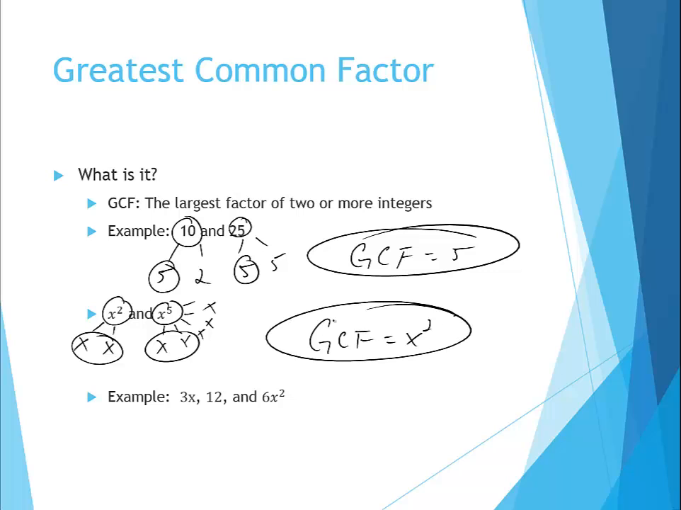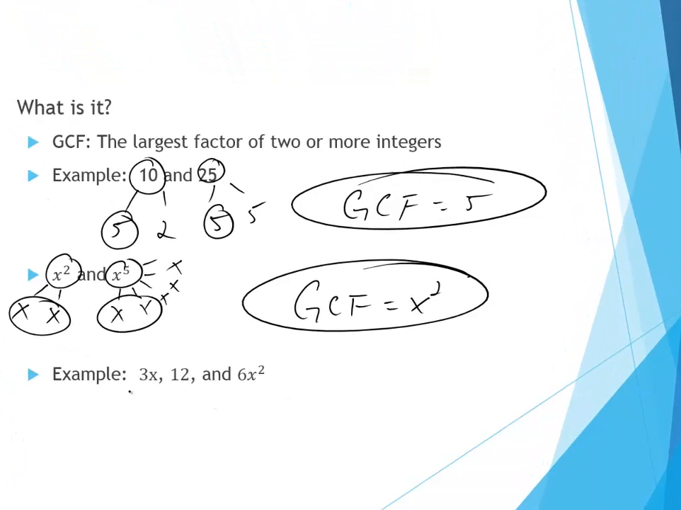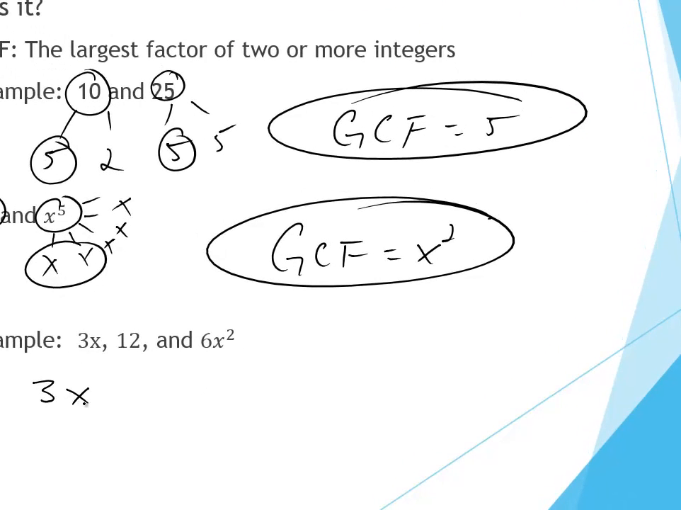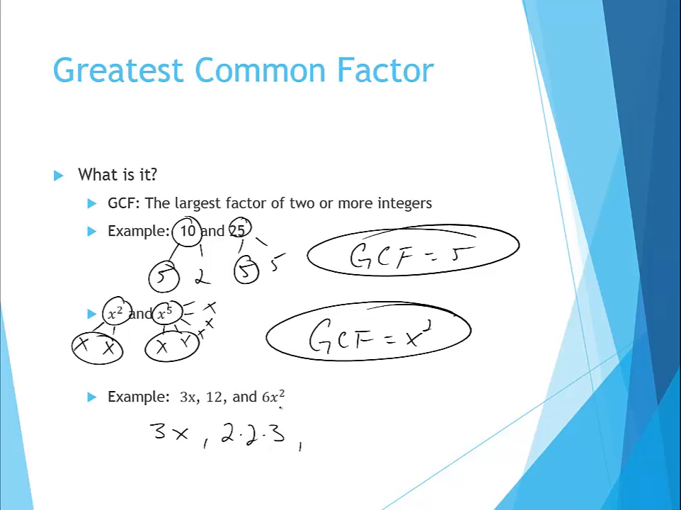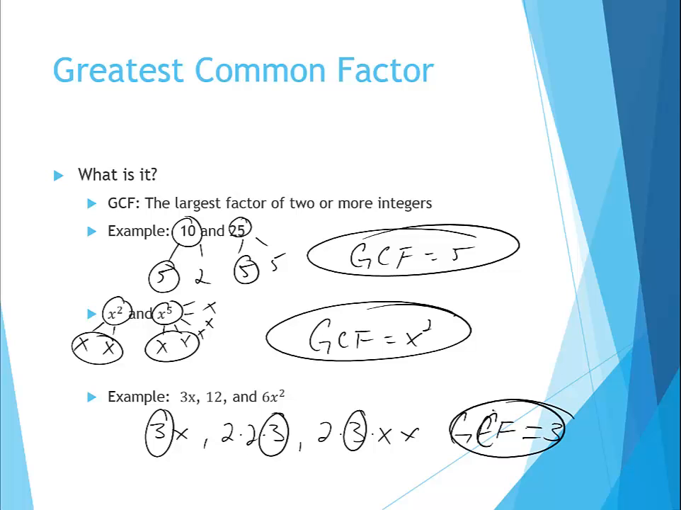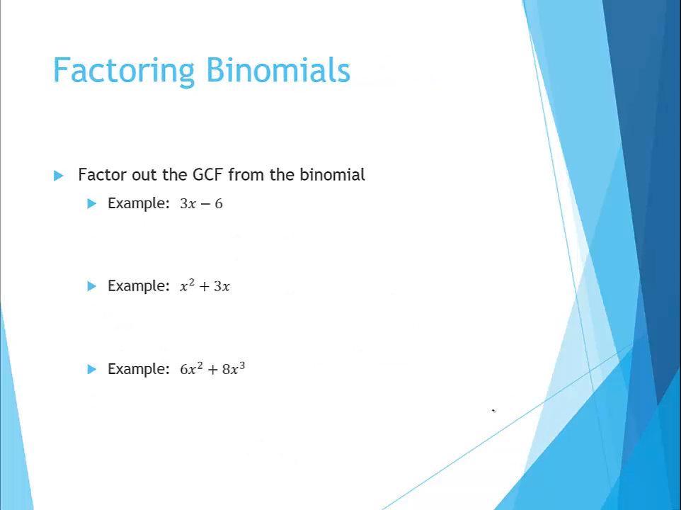Last example, we have 3x, 12 and 6x squared. Break up 3x, so 3 times x, and then 12 breaks up to 2 times 2 times 3, those are the prime numbers of 12. 2 times 2 is 4, 4 times 3 is 12. And then 6x squared breaks up to 2 times 3 times 2 x's. And the only thing in common will be this 3 right here. So the GCF will be 3.